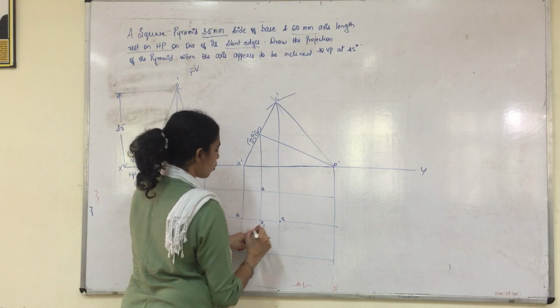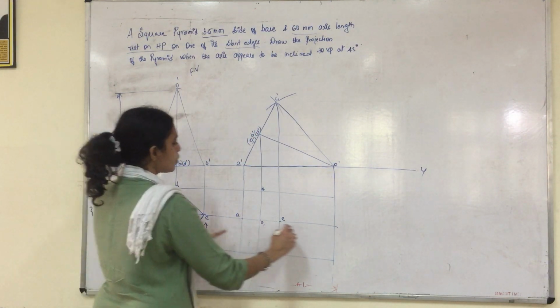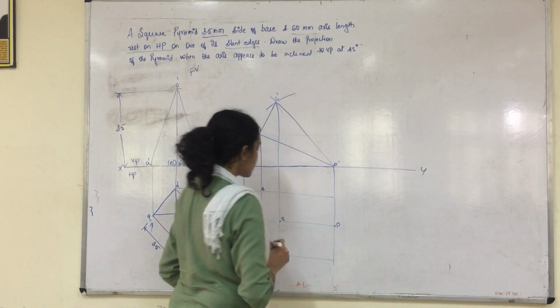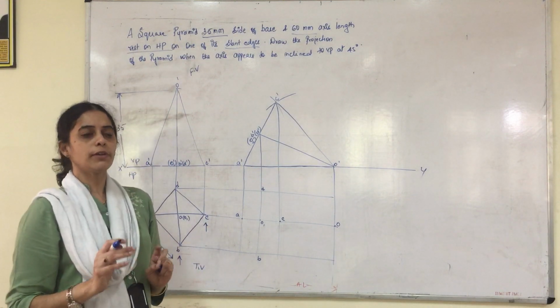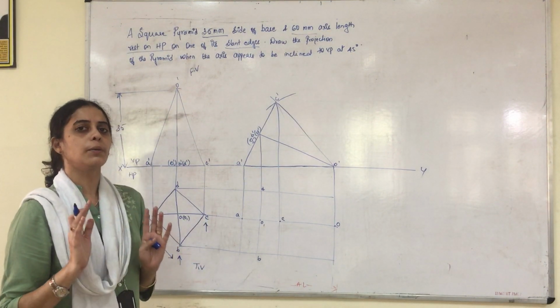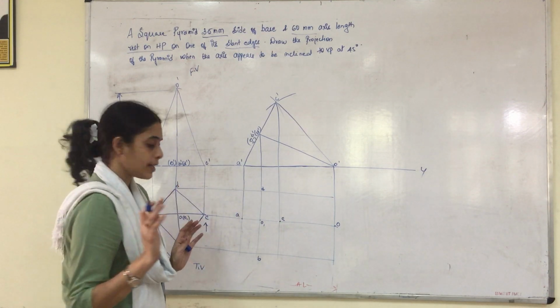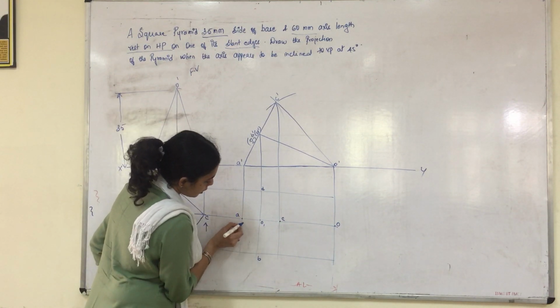So this is our O1. And then the locus of O is meeting O dash here. So this is our O. I told you, irrespective of any problem on pyramids or prisms, the outer boundary will always be visible. So please join the outer boundary first.